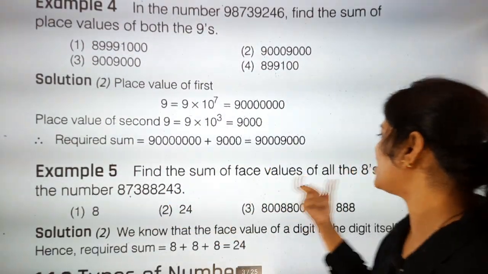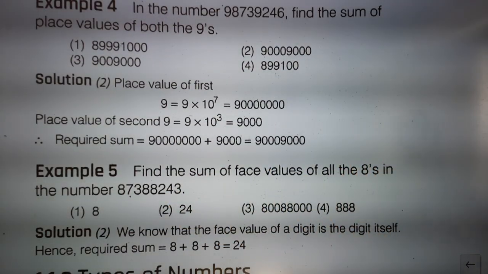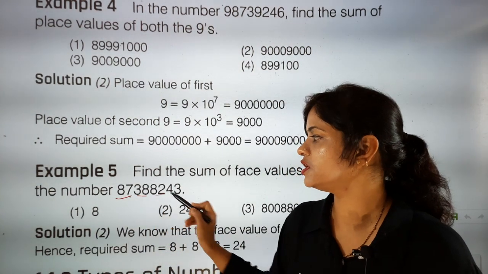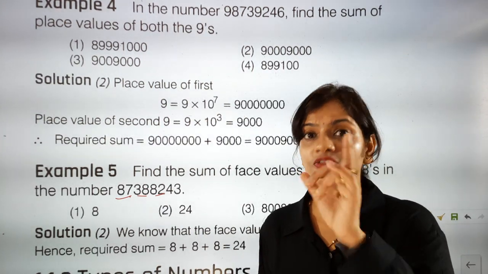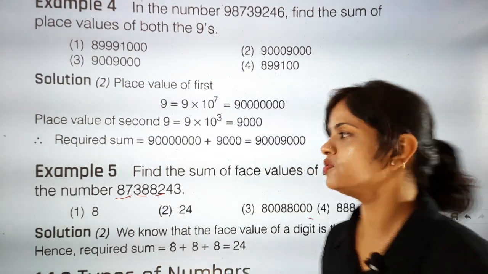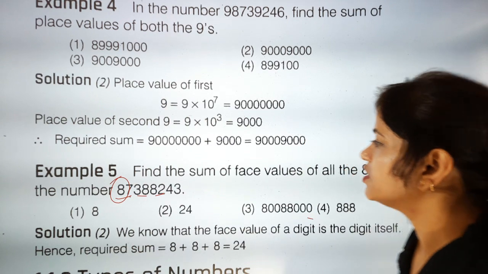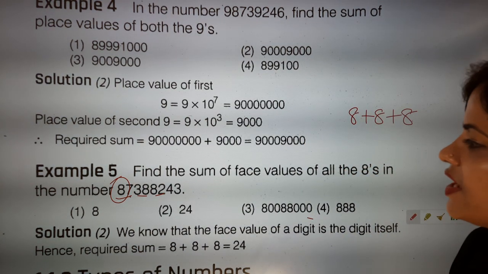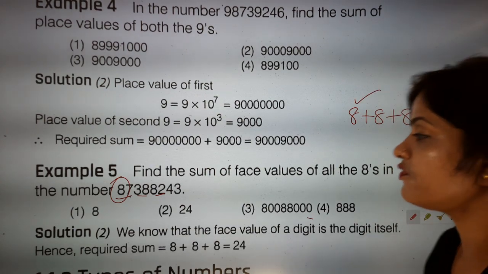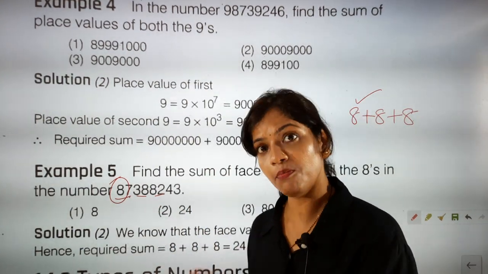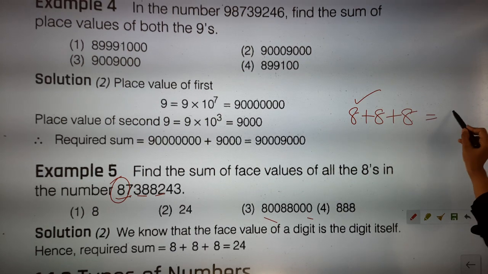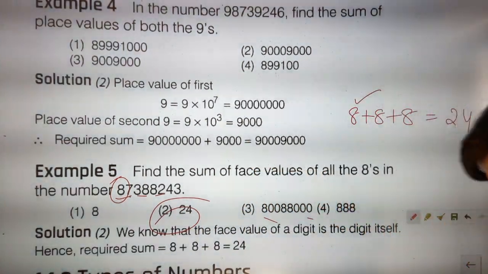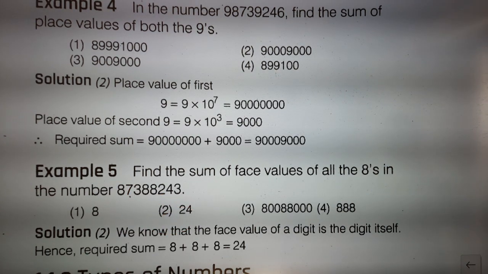Find the sum of face values of all the 8s. So what is the sum of face values of all the 8s? How many 8s are there? 1, 2, 3. It is not place value, it is face value. So for face value, we write the number itself. So it is coming as 8 plus 8 plus 8, because the face value of a number is the number itself. So 8 threes are 24, so the answer will come 24.